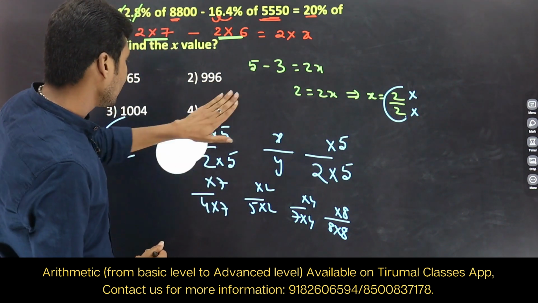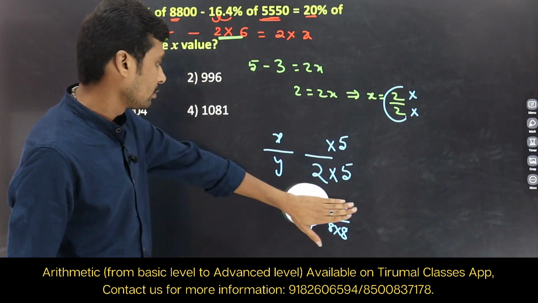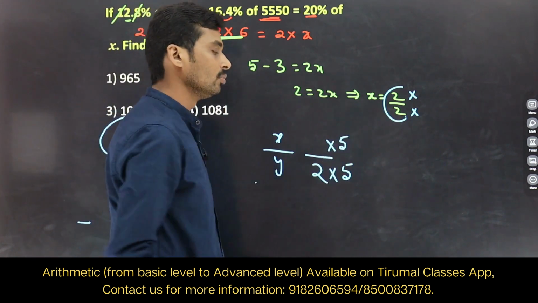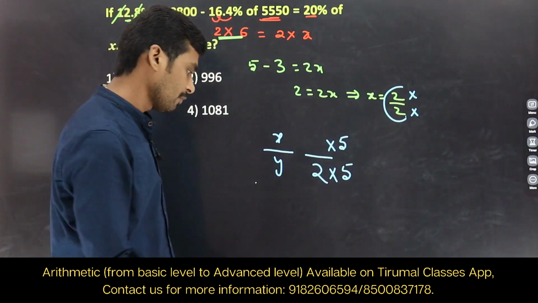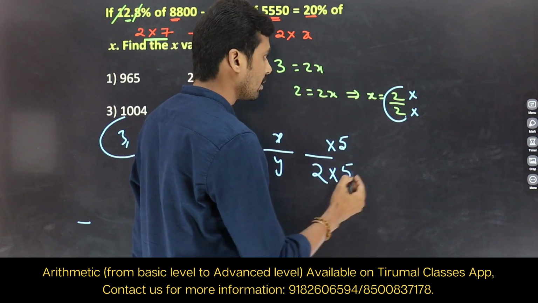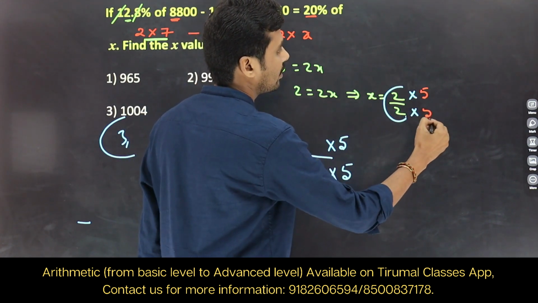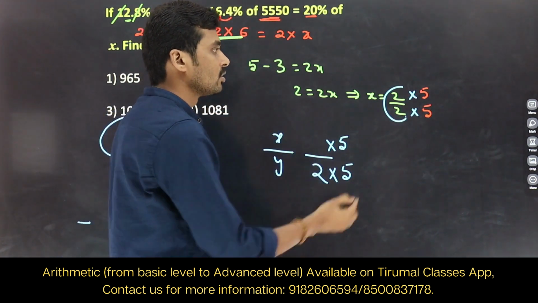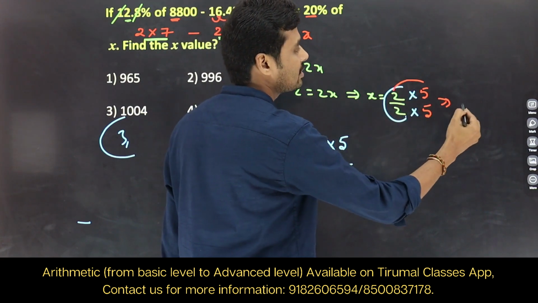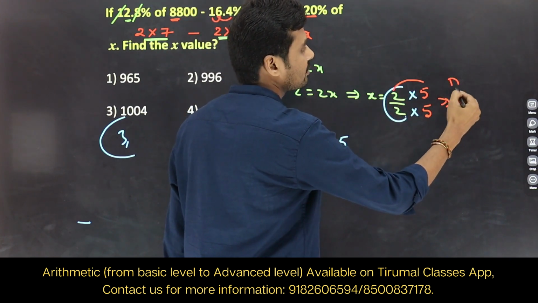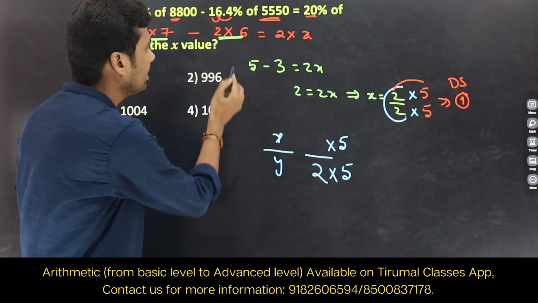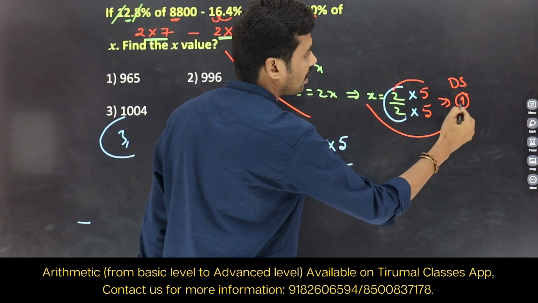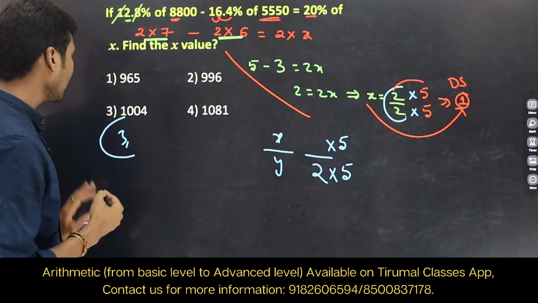So likewise, if you see this number, the denominator value is what? 2. 2 means that I have to multiply with what? 5 in both numerator and the denominator. If I multiply both numerator and the denominator with 5, 5 2s are what? 10. 10 means that the ds value is what? 1. So the final ds value I am looking for is 1. Now you take the options.